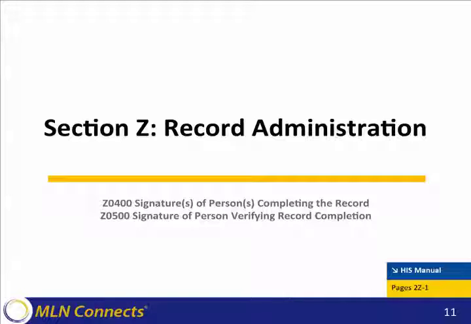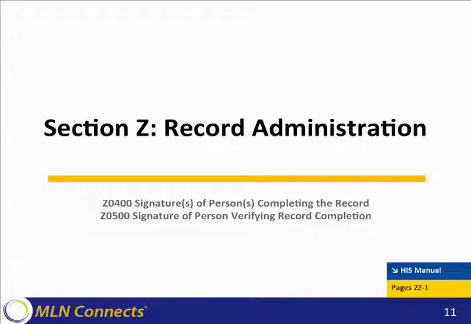The signatures in Z0400 and Z0500A are for use and retention by the hospice. They indicate attestation that the abstracted information in the HIS record is complete and accurately reflects patient information. However, these signatures are not transmitted to CMS. The only thing that is transmitted to CMS through the Keys ASAP system in this section is Z0500B, which is the HIS completion date.